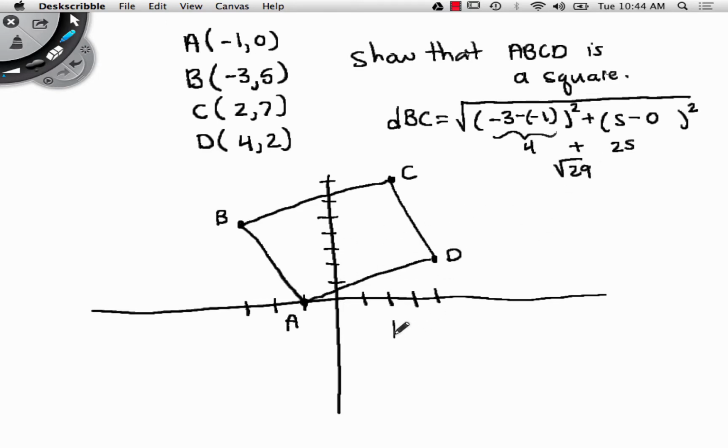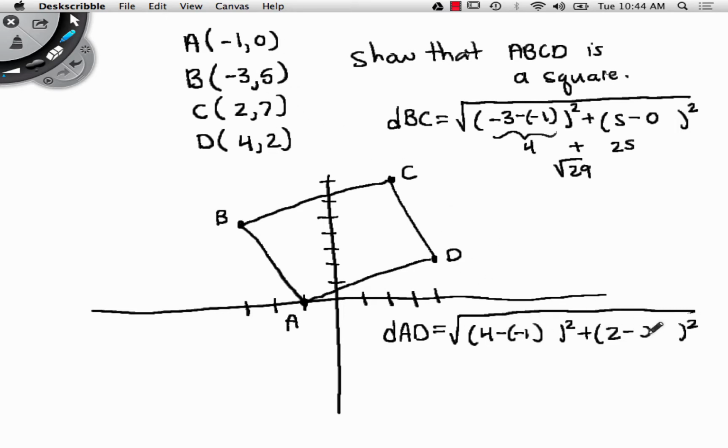Now let's find AD. The distance from A to D is the square root. Set up the problem. So D is 4 minus negative 1. 2 minus 0. What's 4 minus negative 1? 5. 5 squared? 25. 2 squared? 4. And do you see that we get the same thing? So this is definitely congruent to that. Now, I could go ahead and do the same distance formula for C and D, but I think you already see how that would work, right?